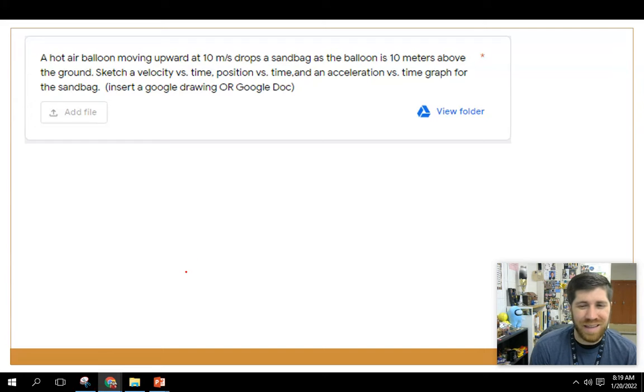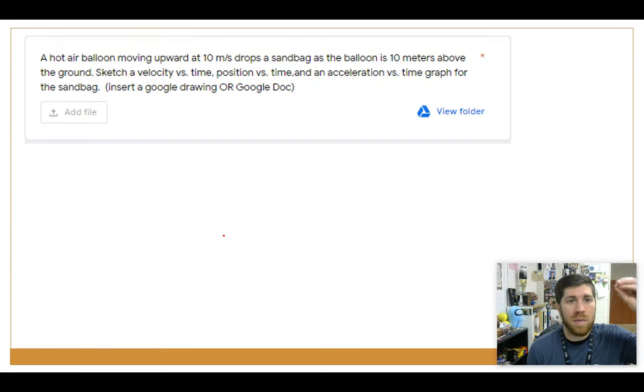This is actually a lengthy problem. It might seem easy, and it is fairly conceptually easy. But just to show you what these should look like, let me work through it here. So remember, our hot air balloon was moving upward at 10 meters per second. It drops the sandbag out when it's 10 meters above the ground, and they wanted you to sketch velocity versus time, position versus time, and acceleration versus time.